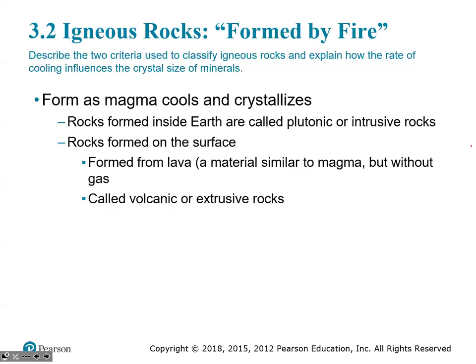In general, lava loses most of its gas because it's exposed at the surface. That gas can just leave, bubble out. It's no longer held in. And rocks that form on the surface are called volcanic or extrusive rocks. They're volcanic because they come out of lava from volcanoes, or they're extrusive because they're outside, they're external. They have different physical properties.